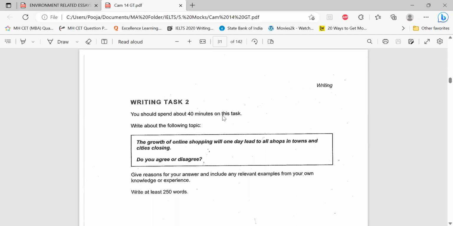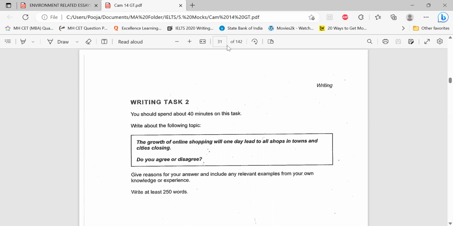So these are the generic instructions. Every essay will have this. You should spend about 40 minutes on this task. Write about the following topic. Anything in that box is the topic. Rest all is the generic information. Give reasons for your answer and include any relevant examples from your own knowledge or experience. Doesn't necessarily mean your personal example, your own knowledge or experience. Write at least 250 words.